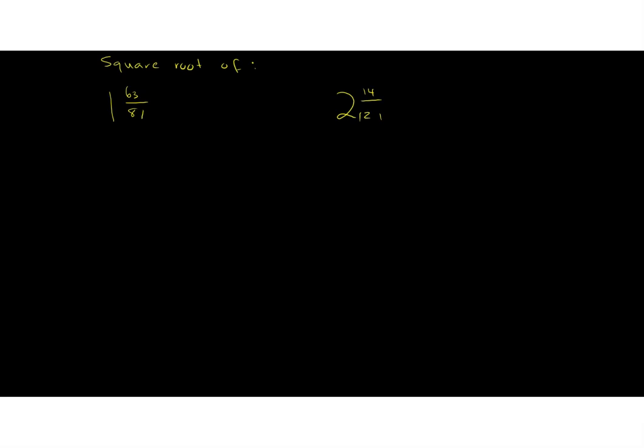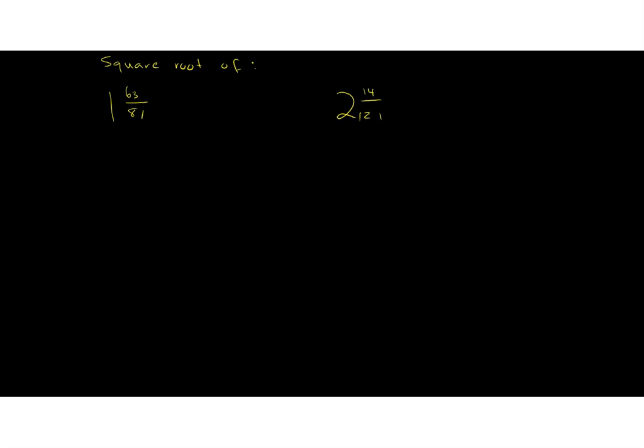All right, so I have these questions here to get the square root of these numbers. The first one is one whole number 63 over 81. Second one is two whole number 14 over 121. So the first thing you're going to do here is convert each of these to improper fractions.